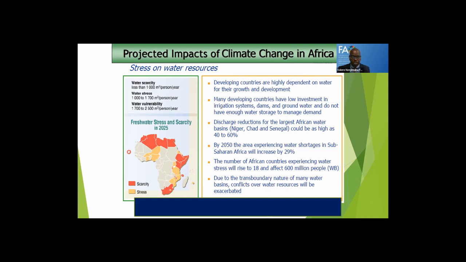But this is if development is not done, because we still have resources. If no effort is made to develop those resources, of course, the shortages will come. If we continue with the current mobilization, we will not be able to satisfy the needs. So there is a need to start investing now. Government and private sector have to come together and invest in water development, and it is possible. The number of African countries experiencing water stress will rise to 18 and affect 600 million people. This information comes from the World Bank. But again, this is if proper decisions and actions are not taken. Due to the transboundary nature of many water basins, conflict over water resources will be exacerbated. So there is a need to think now.